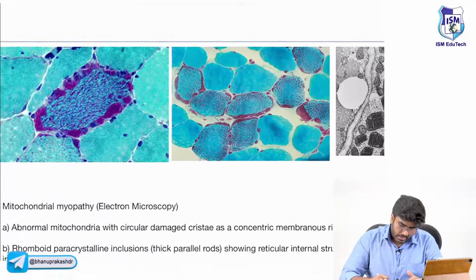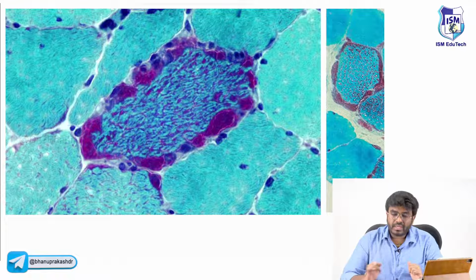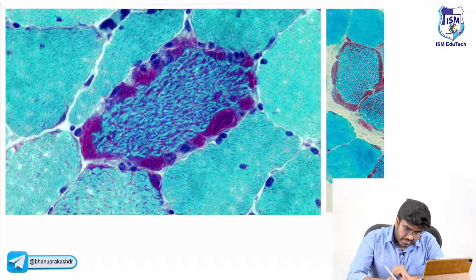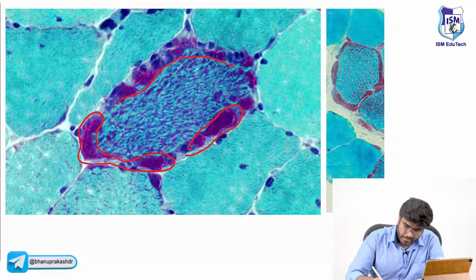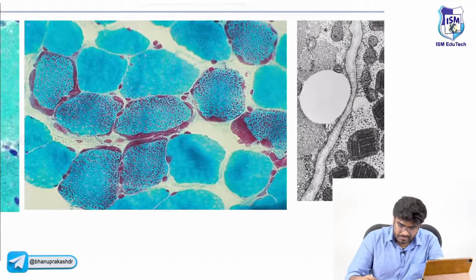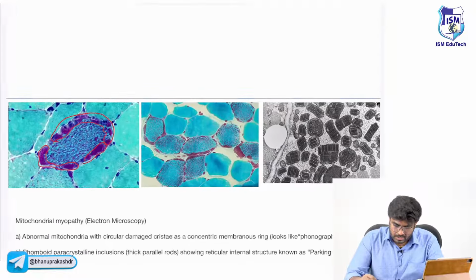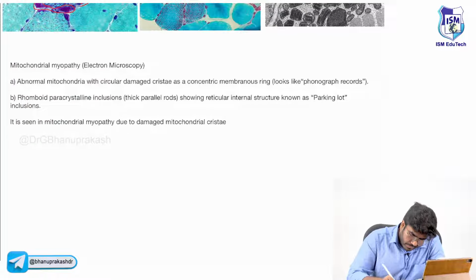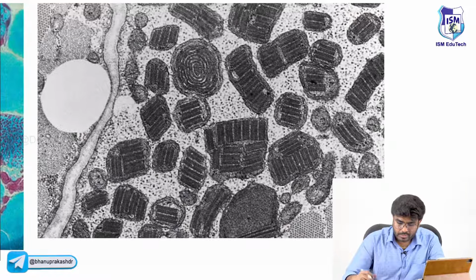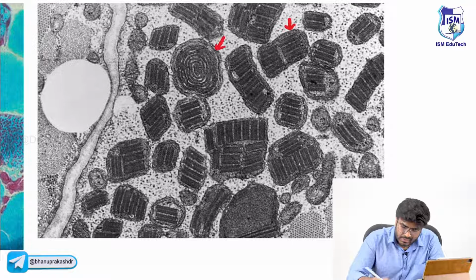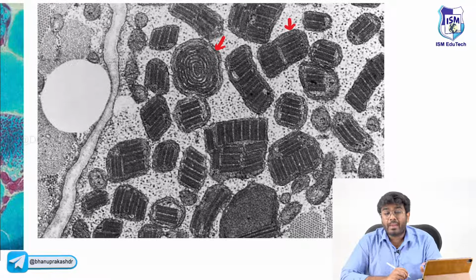See here, this is the muscle biopsy. In the muscle biopsy, you can very clearly see this red color appearance. These are the mitochondria. This is a very important image-based question. Now, look here, this is the electron microscopy. Whatever you can see here, all these are the mitochondria with damaged cristae.